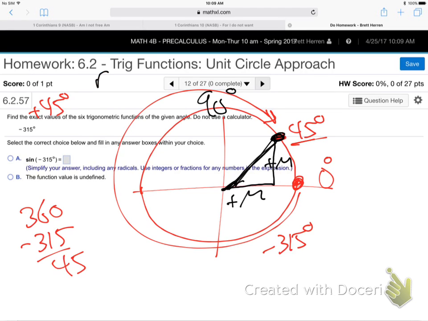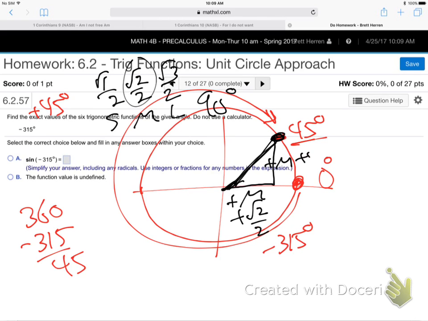And remember the numbers. It's root 1, root 2, root 3, all over 2: small, medium, large. So the medium is root 2 over 2. So that means it's over root 2 over 2, up root 2 over 2. The coordinates of this spot are positive root 2 over 2, comma, positive root 2 over 2. And the sine is the y.